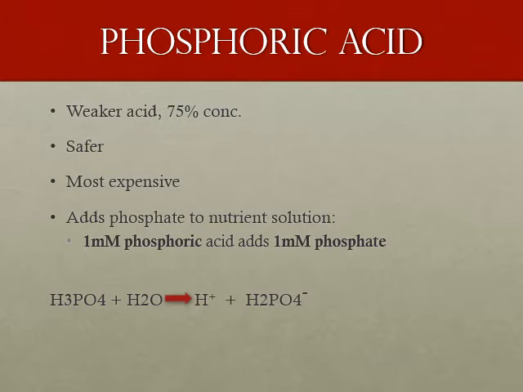Phosphoric acid is typically a weaker acid. It's sold at a slightly higher concentration because of its weak acidity. It's safer. It's also more costly. And it does add phosphate, which is a nutrient, right? That's helpful. But that does come at the cost that phosphoric acid, the phosphate will react with calcium. So if you have a high calcium media, that will actually form precipitates.